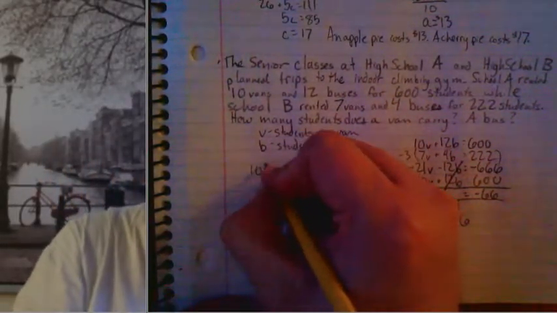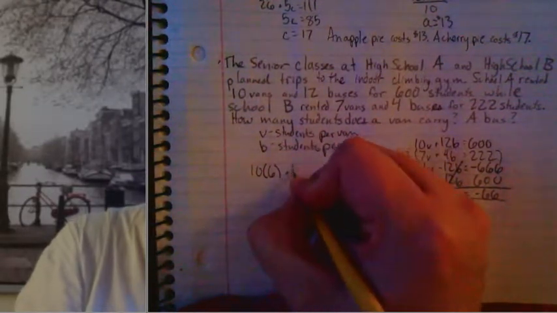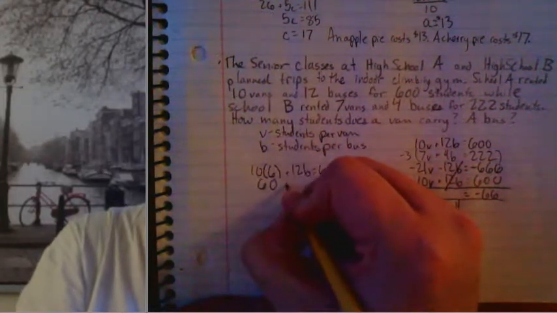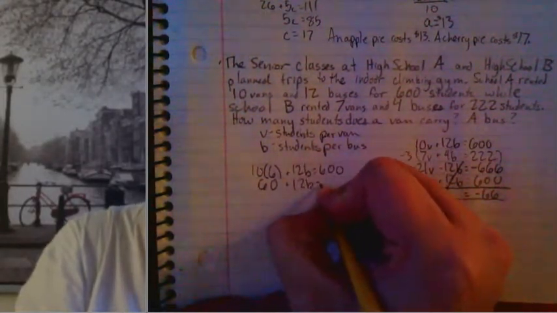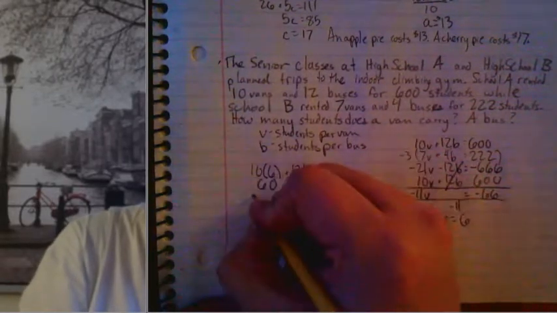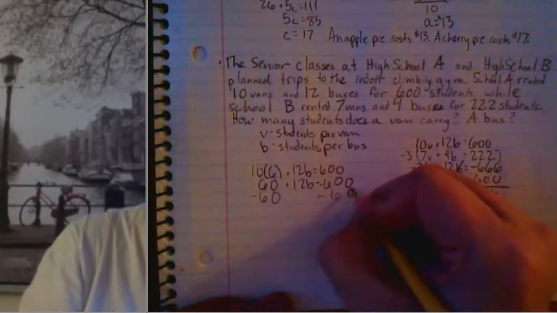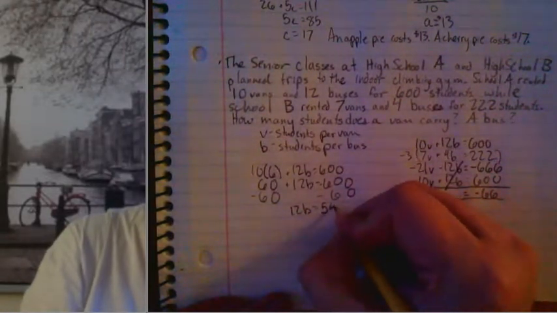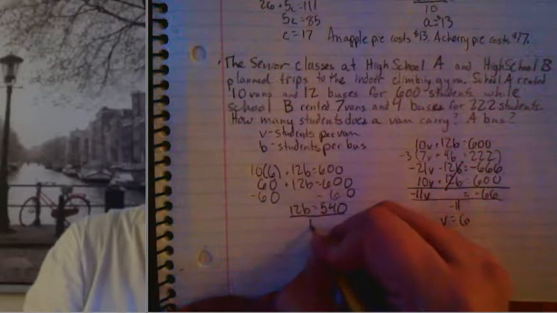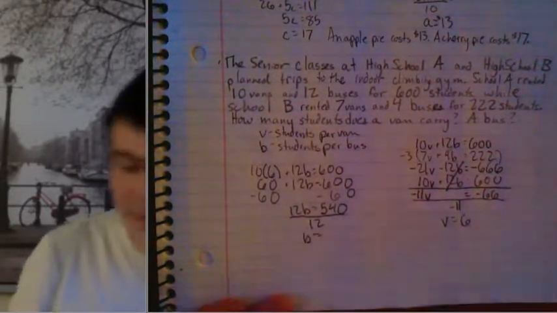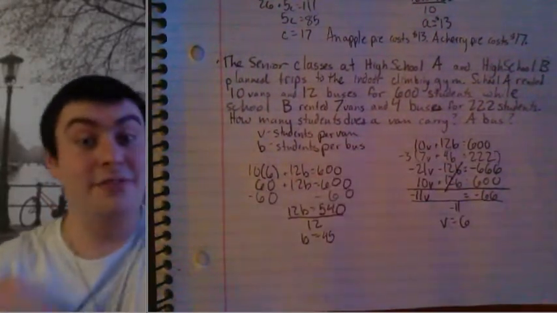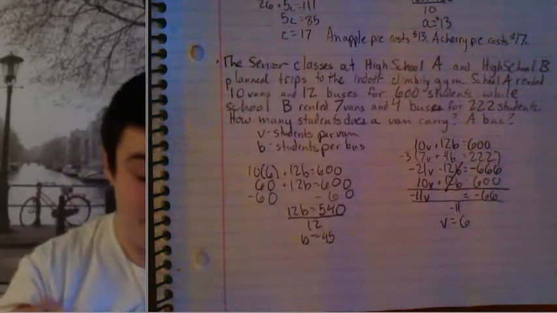Let's plug it in to find how many students per bus. I'm going to say 10 times 6 plus 12b equals 600. So 60 plus 12b equals 600. Subtract 60. So 12b equals 540. Divide both sides by 12. And we see that b equals 45. So 45 students can fit in a bus.